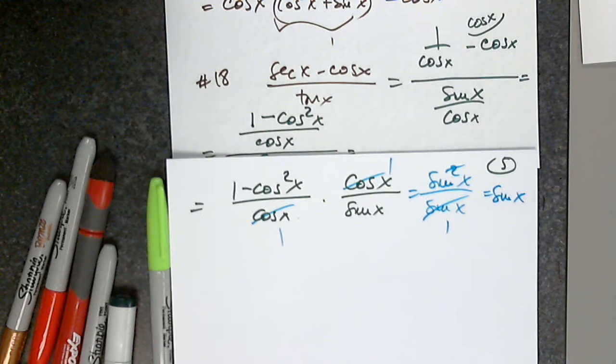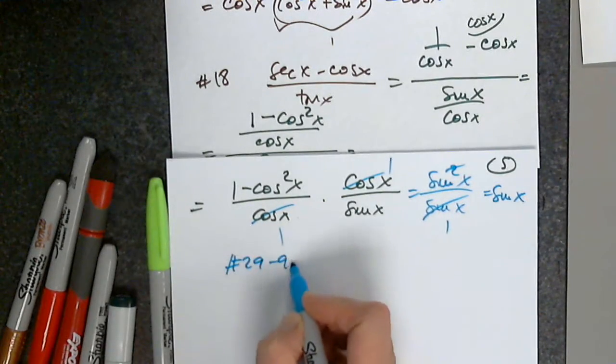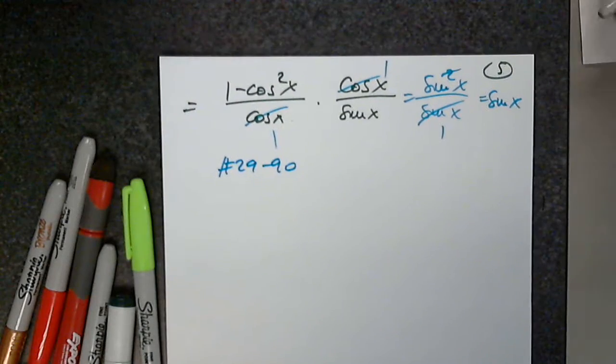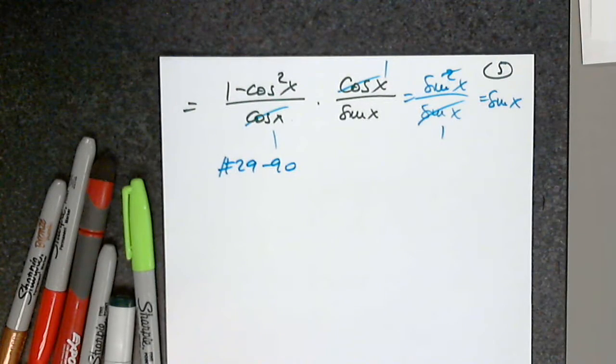No one can further simplify sine x. It's done. Is there anything else or do we move on to proving trig identities? Yeah. So I'm going to choose now, and you are going to choose from 29 through 90. Allow me to choose the first one, and then you choose the next one.